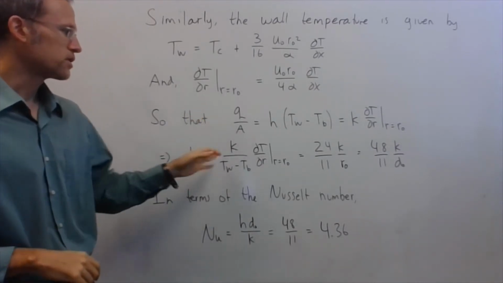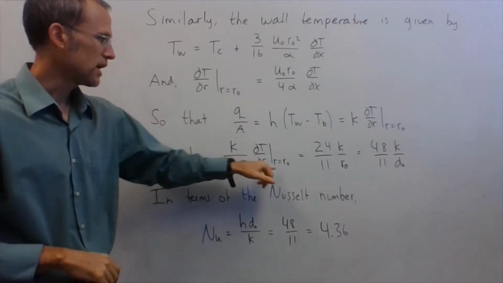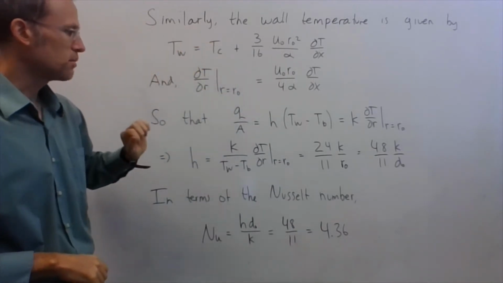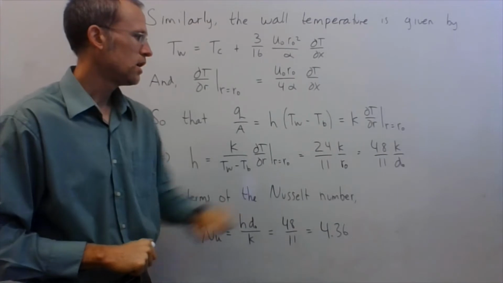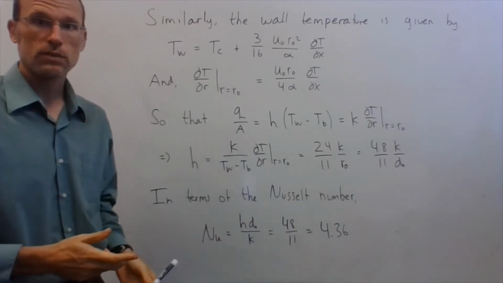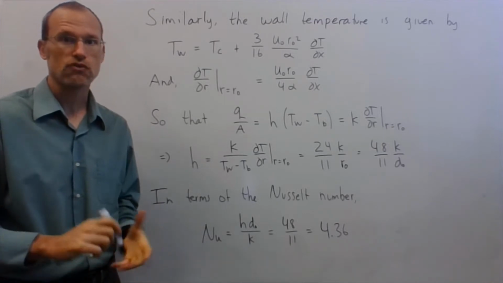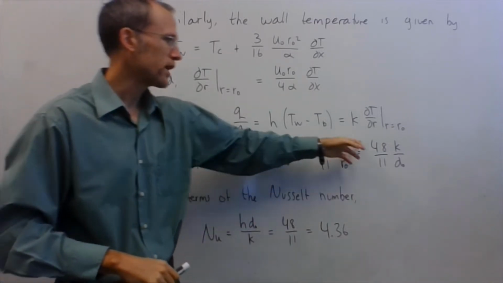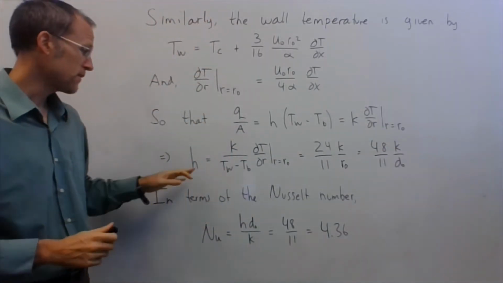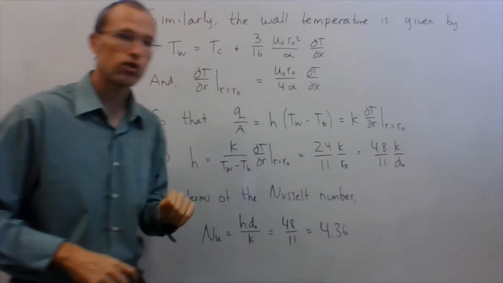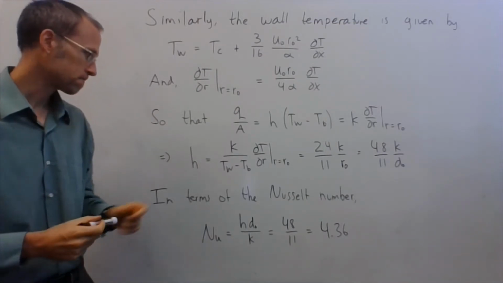So the value of h, solving this equation, gives me k over (T wall minus T bulk), times dT/dr at r equals R0. Then plug in some of these equations, and that gives us 24 over 11, k over R0. Now normally when we deal with circular geometries, we deal with diameters instead of radii. So just change that to 48 over 11, k over diameter D, and there's my value of h. So for circular pipe flow, that's laminar, and all those other conditions we set out at the beginning, there's my value of h.